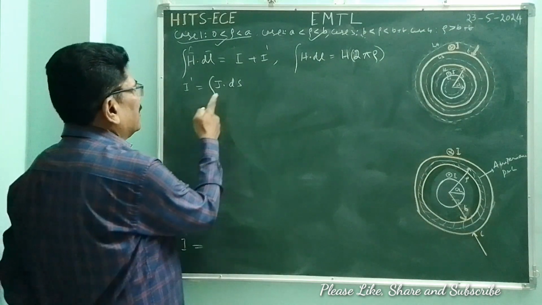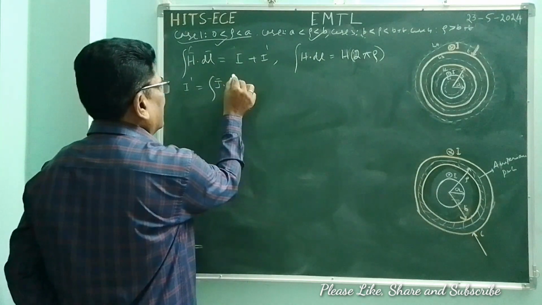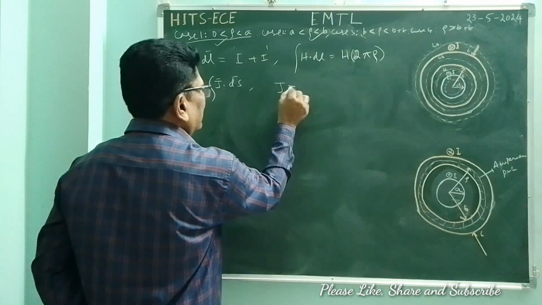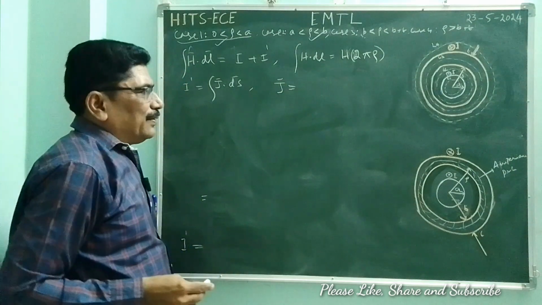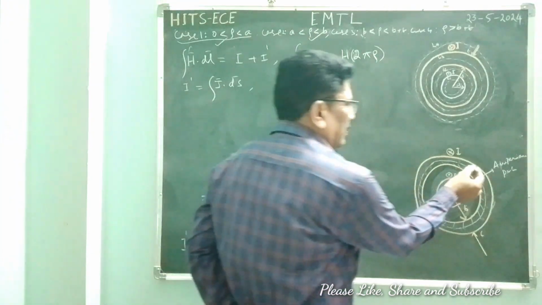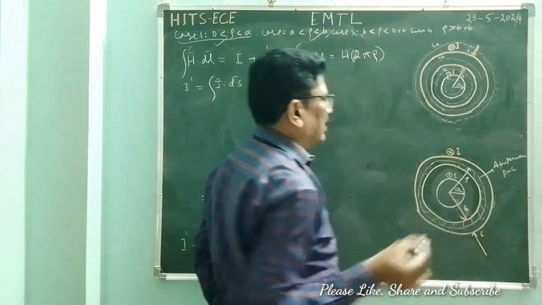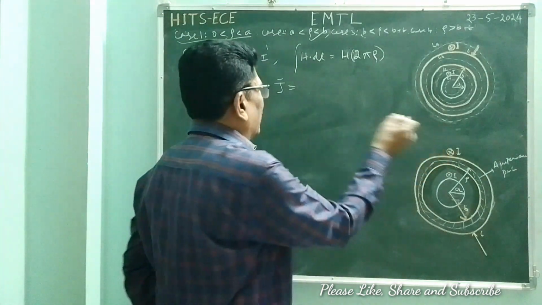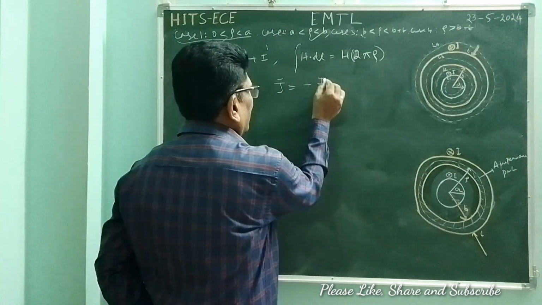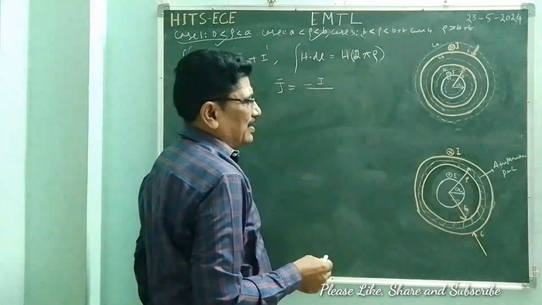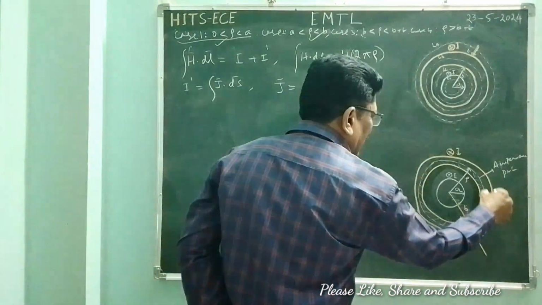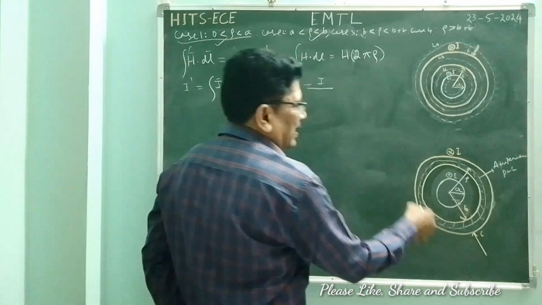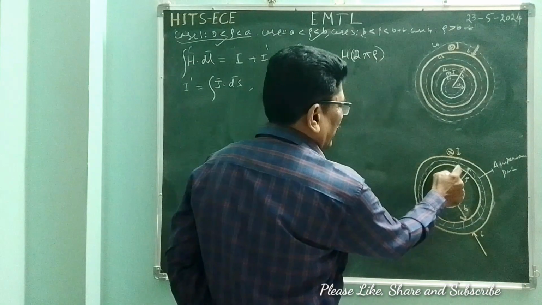I dash is equal to J dot ds. J and ds are both vectors. What is J? J is the current flowing through the outer cylindrical conductor, that is I, and I is into the board, so minus I, divided by the area of cross section. The area of cross section is the complete strip, so the area of the outer circle minus the area of this circle.